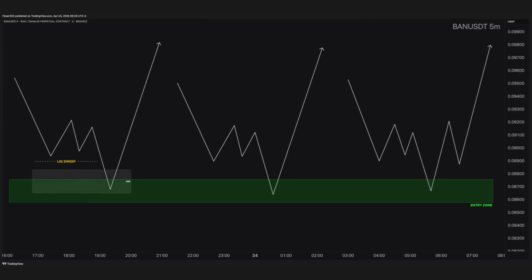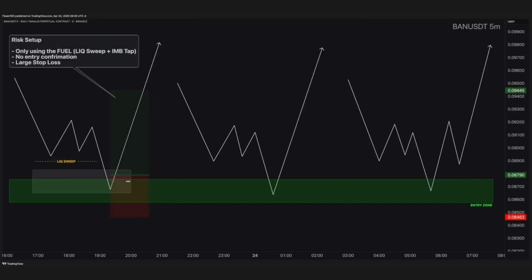You notice the inner liquidity sweep with imbalance step. Now we know that this price is filled up here. I may jump to trade here with a very large stop loss, or even building a yo-yo based cost average setup. Remember, this is the riskier way to trade because we have no confirmation at all here. Large stop loss or cost averaging is essential here.